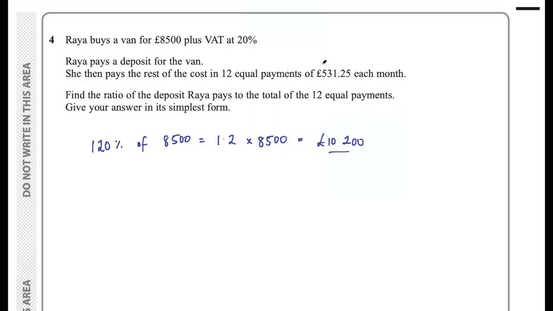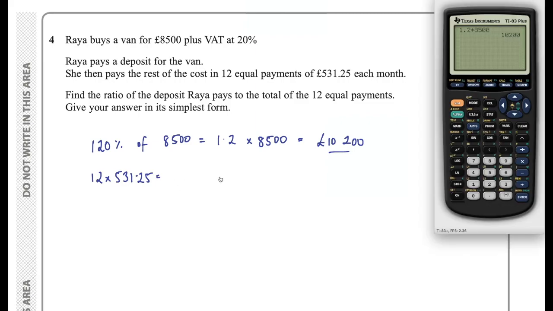So now let's work out how much she paid in those 12 equal payments. So we're going to do 12 multiplied by 531.25, and isn't it just great? We have a calculator for this, so we don't have to work it out by hand, and we get £6,375.